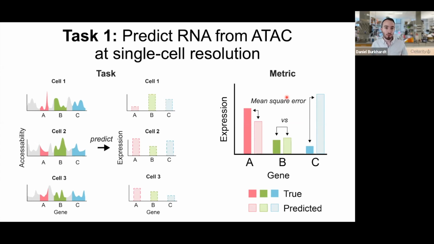The first task is predicting RNA from ATAC at single-cell resolution, or also protein from RNA. So this is modality prediction. A basic overview of this kind of task is you can imagine having for a set of cells the ATAC-seq profiles, the chromatin accessibility, and then the task is to predict in each of those cells the corresponding expression measurement. We can then rank an algorithm's performance using a metric like mean squared error and say how well the true values correspond to the predicted values, and the closer you are, the better you perform.